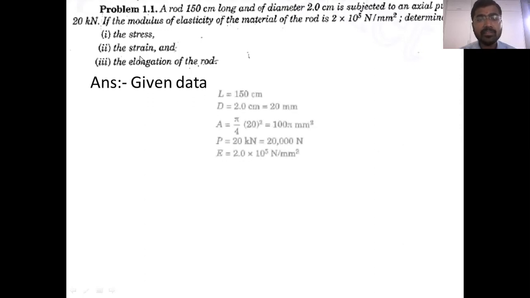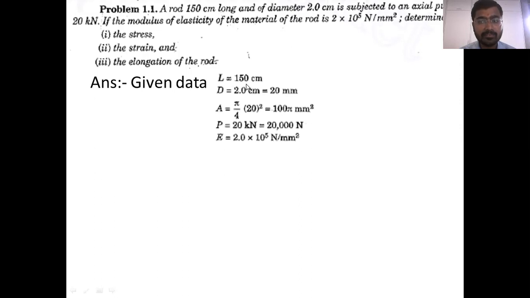So first of all, please read the question. Whenever you get in your exam, please read the question properly twice and thrice. Then first you have to write the given data. Now what is the given data we have? We have length, which is equal to 150 centimeter. The diameter is 2 centimeter. You have to convert this 2 centimeter to mm, where 1 centimeter is equal to 10 mm. Then when you convert from centimeter to mm, it is 20 mm.